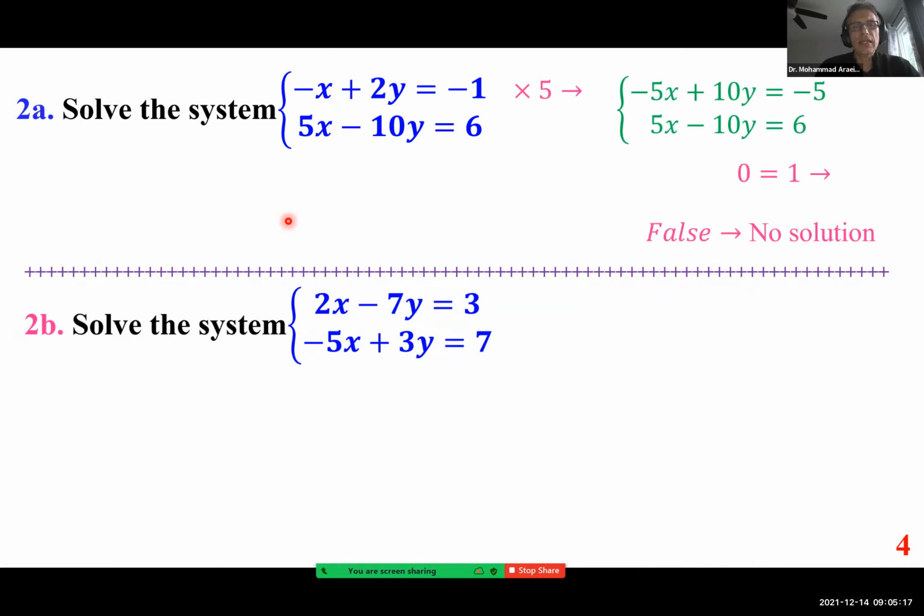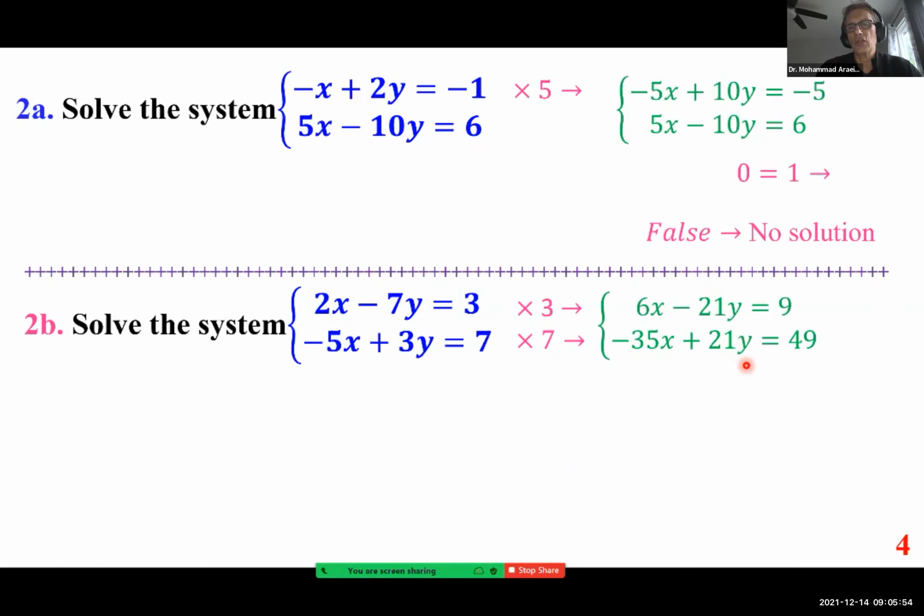When we look at the second example, again, the elimination method is a better method. Use substitution if x or y, either one has a coefficient of 1 or negative 1. If you want to get rid of the x, the top you multiply by 5, the bottom you multiply by 2. If you want to get rid of the y, the top you multiply by 3 and the bottom by 7.